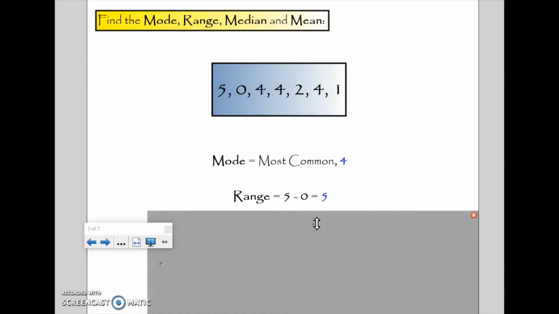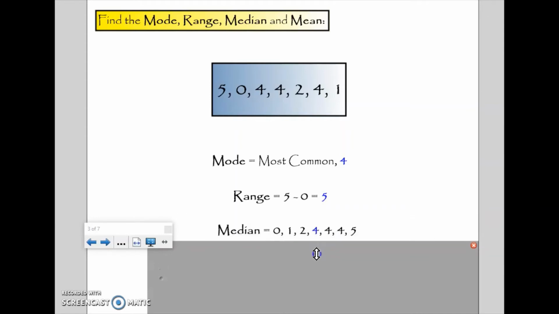To find the median, we would need to put the data in order from smallest to biggest, and we would look to find the middle value. Once I've written the data in order, 0, 1, 2, 4, 4, 4, 5, you can see that the central number, the middle number, is the number 4, telling us the median is 4.